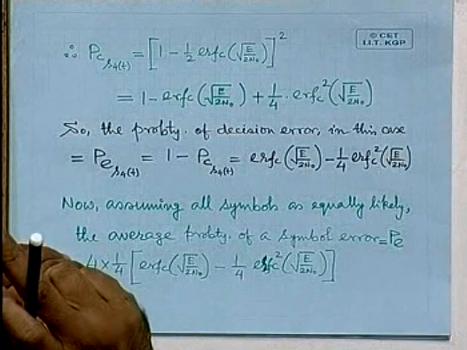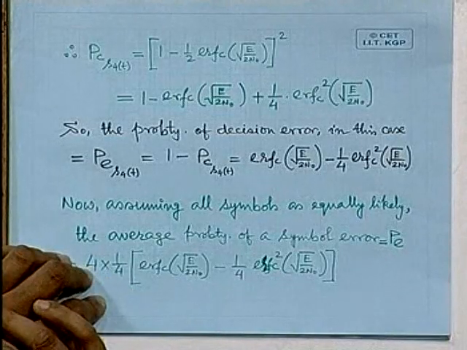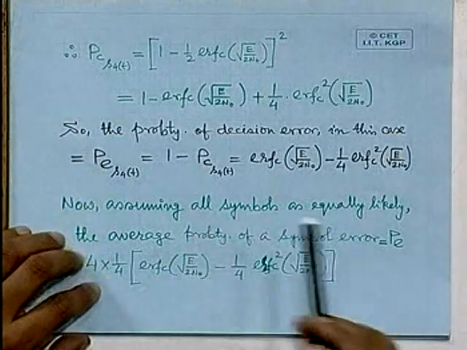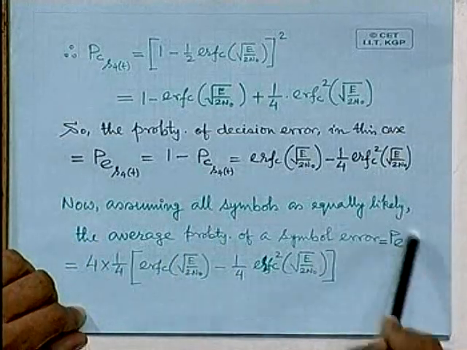See, his question understood. His question is, if the symbols are not equally likely, then would there be any change in this expression for PE?